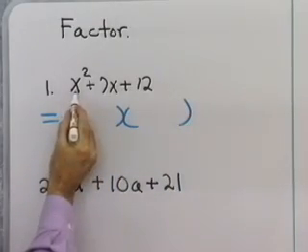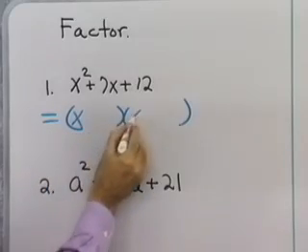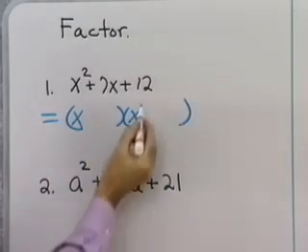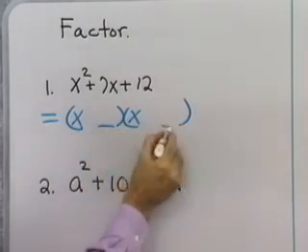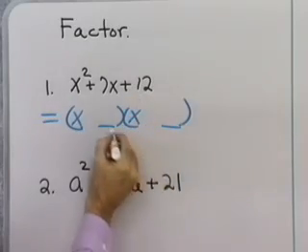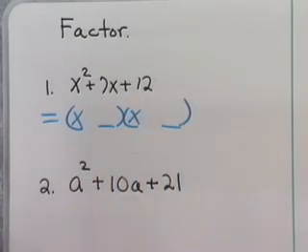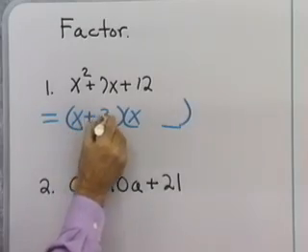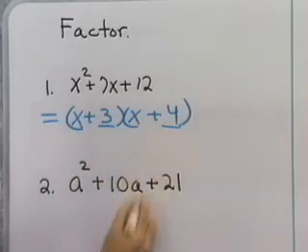Now I see that my first term is 1x squared, so I know that that's going to come from x times x. What I want to do is put in 2 numbers here that I can multiply and get 12, and then add and get 7. So I see if I put in plus 3 and plus 4, that will work.